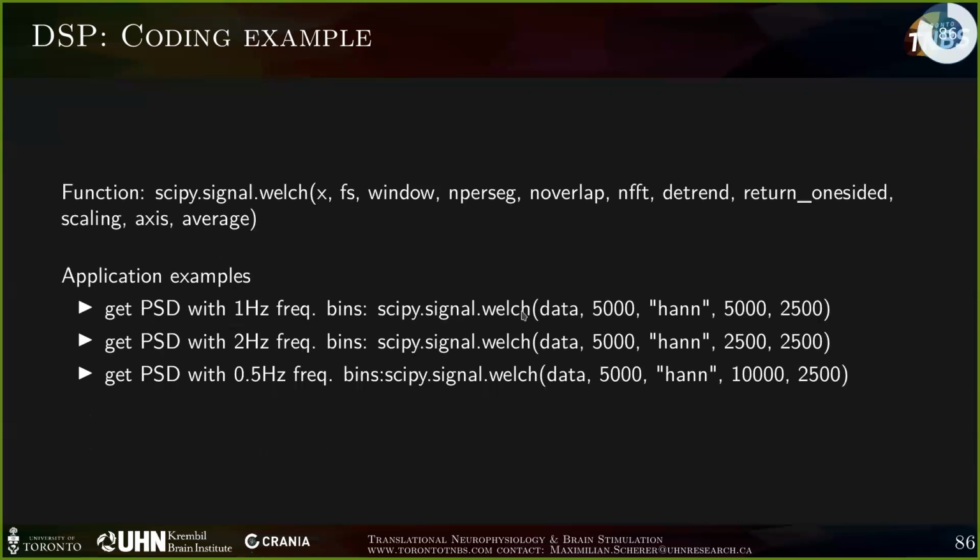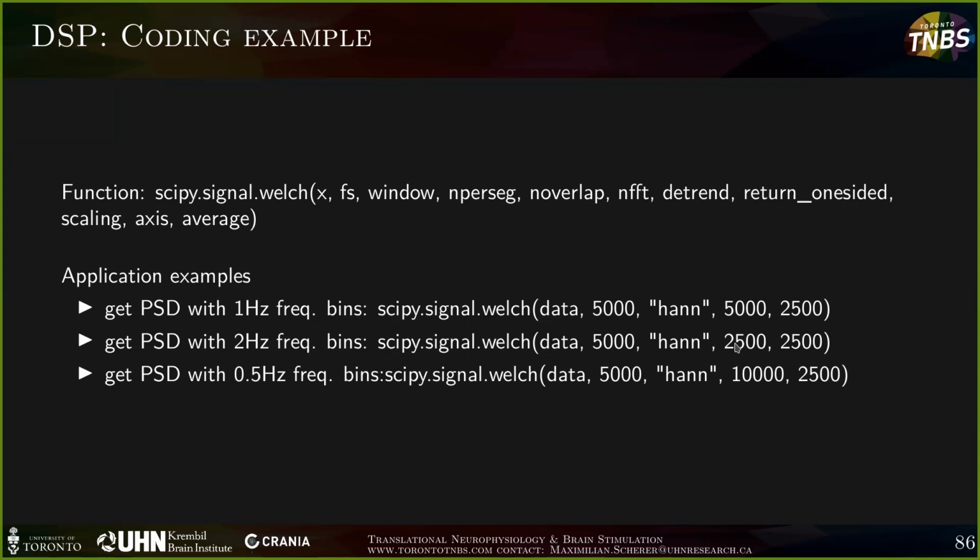So to give you an example of that, if I wanted to do a PSD on some data I just acquired, I'm going to put my data in there. I'm going to define the sampling frequency as, let's say, 5,000 Hertz. I'm going to go with the Hann window, which is in SciPy just the default window. And if I now set the number of samples per segment to 5,000, I would end up with 1 Hertz frequency bands.